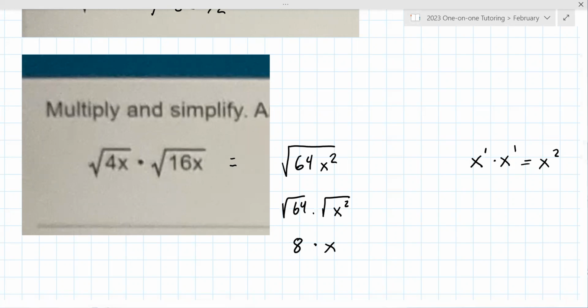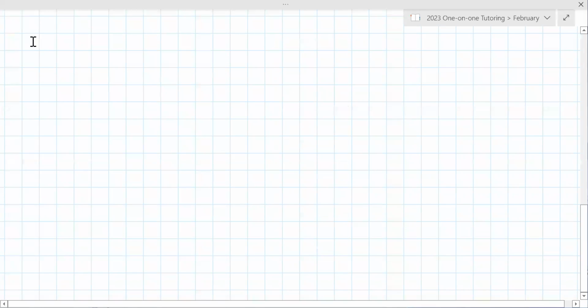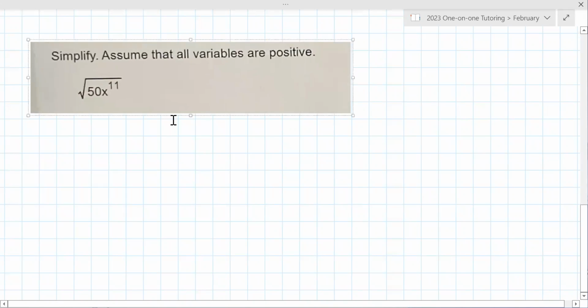Okay, so from here they kind of get more difficult. Let's look at number 8 next. Okay, simplify, assume that all variables are positive. So this is really the square root of 50 times the square root of x to the 11th. And the 50, square root of 50 is what I call reducing roots.